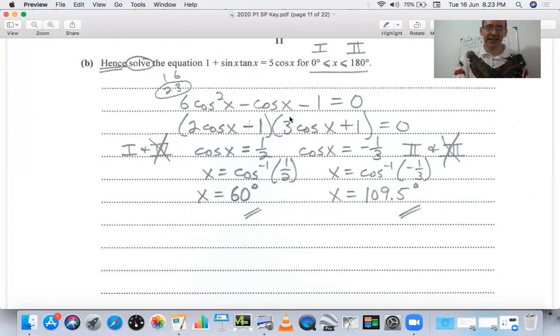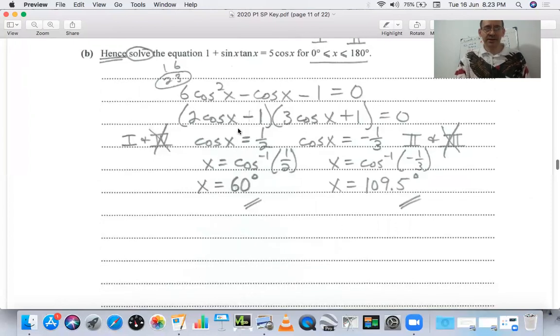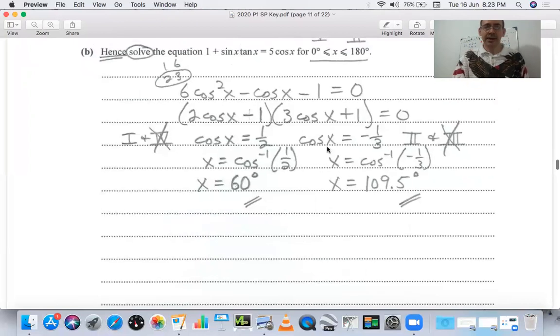So we want a -3 plus 2 gives us a -1, or you could say 2 minus 3 gives you a -1. So 2 times 3 is 6. -1 times 1 is -1, so it checks. Set each one of these equal to 0. You get cosine x equals a +1/2. And you get cosine x equals a -1/3 when you subtract 1 and divide by 3.